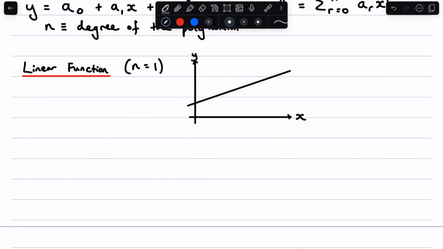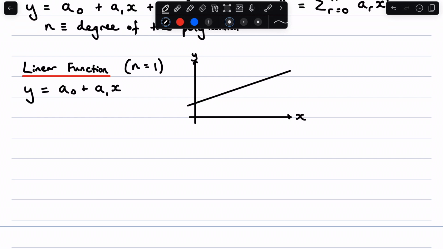Next, let's talk about linear functions. These are polynomials of degree 1, meaning the highest order of our variable x is only to the power of 1. So it would be of the form y equals a0 plus a1x.